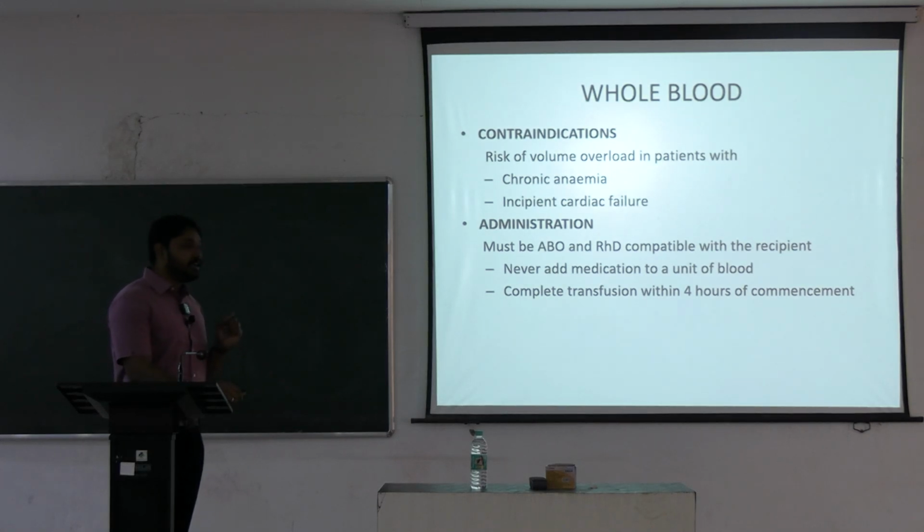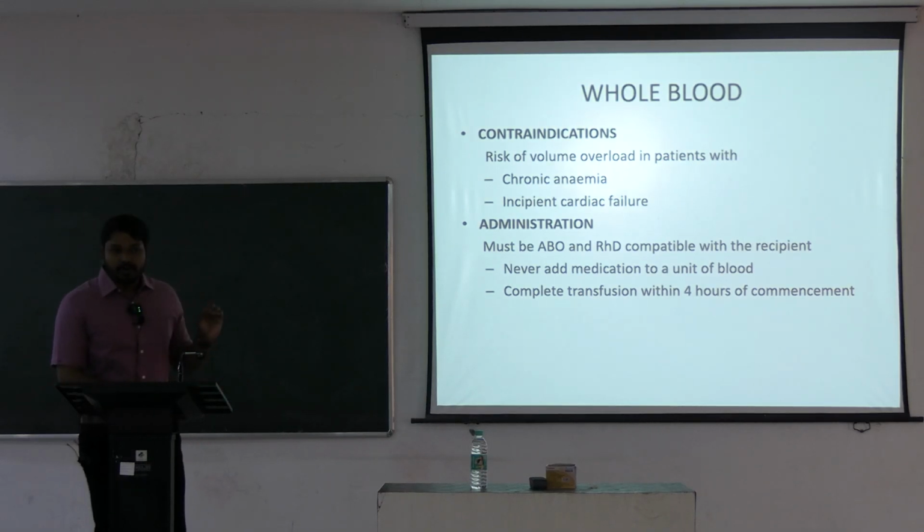Before transfusing whole blood, you should check for ABO and Rh incompatibility. You should transfuse blood accordingly. For A positive patients, you have to give A positive, for B you have to give B. If you don't have time to check for blood grouping and typing, you give O negative.